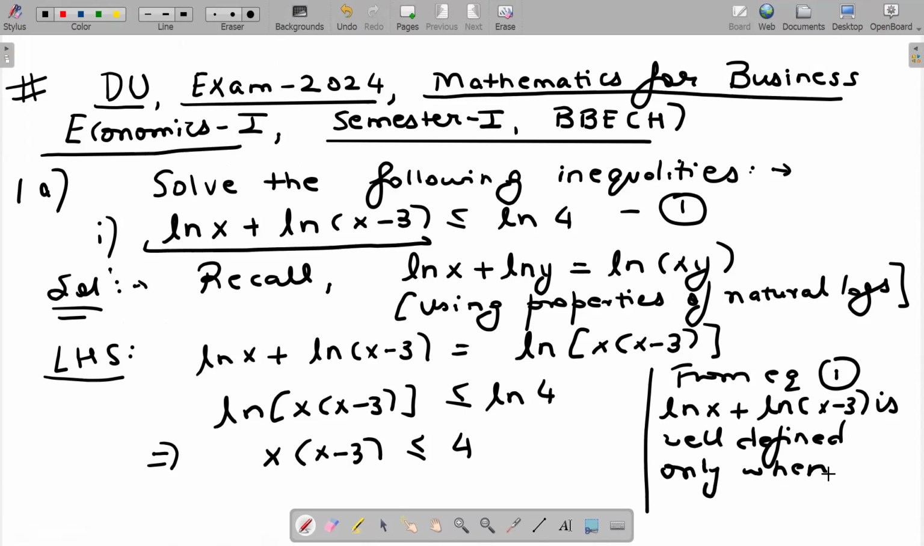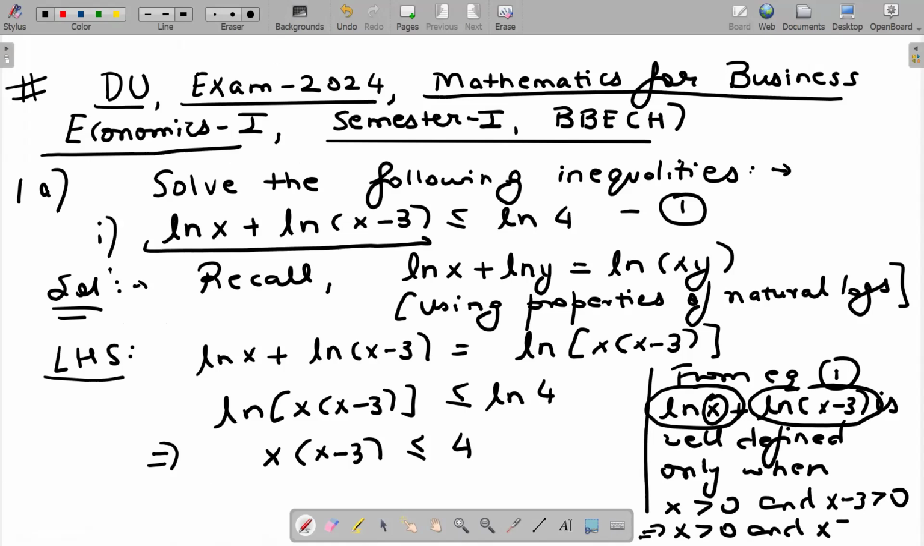remember, ln function is well defined only when the domain is strictly positive. So this is well defined if x is strictly positive, and this is well defined if x minus 3 is strictly positive, which implies x is more than 0 and x is more than 3. So students, what I am trying to say is ln x is well defined only when x is strictly positive. Ln of x minus 3 is well defined only when x minus 3 is strictly positive. Again, I have covered this in depth in my lectures on exponential and logarithmic functions within the Mathematics for Business Economics Part 1 course.